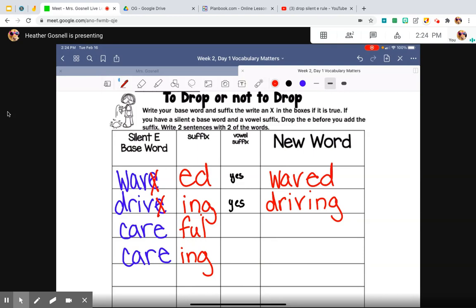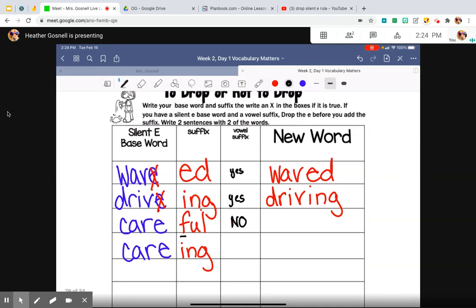The big question, to drop or not to drop? Let's look at this. Care plus full equals careful. Care, yes, that's a silent E on that. However, is full a vowel suffix? The answer is no. Full starts with an F. That's a consonant. So the rule is you leave the magic E alone. So I would spell careful with the magic E because full is not a vowel suffix.